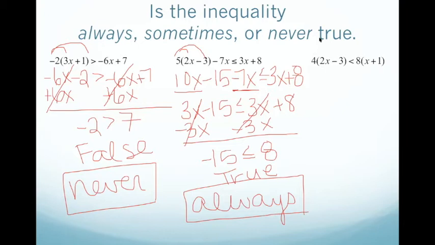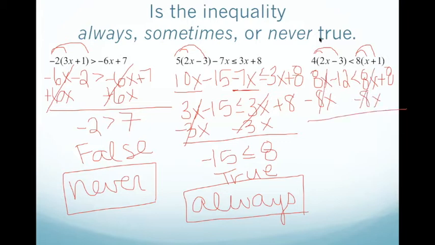And then our last one here, again, following order of operations, I'll distribute the 4 and the 8. So we get that 8x minus 12 is less than 8x plus 8. I have an x on both sides of my inequality, so let me subtract 8x from both sides. They cancel out to 0. I get negative 12 is less than 8. Is this true or false? Again, negatives are always smaller than positives, so this is true. So will this always, sometimes, or never be true? This will always be true.